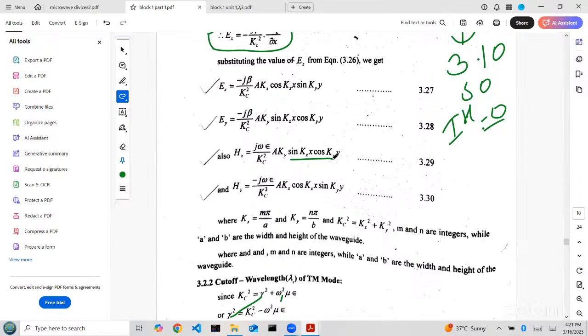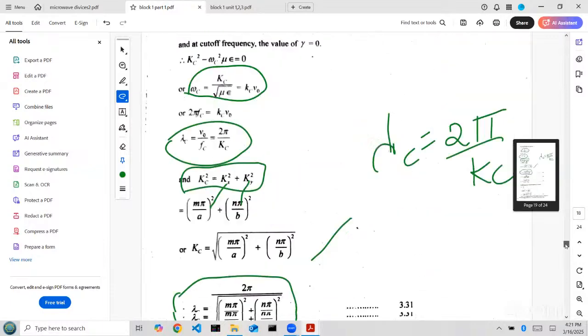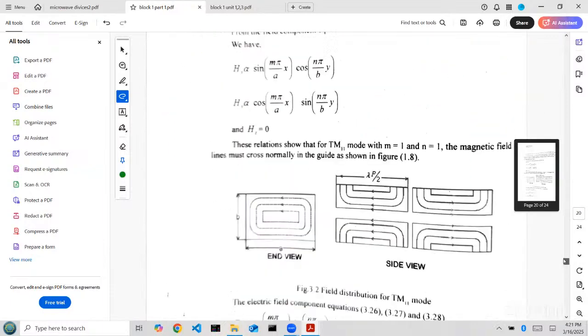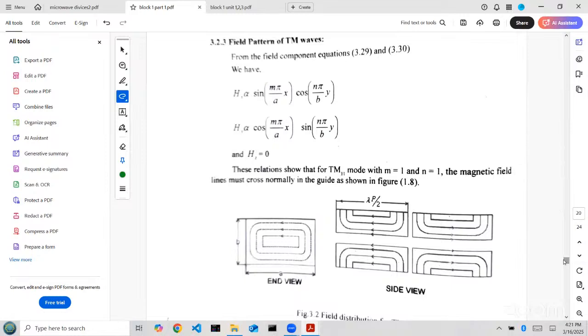Based on this, I am writing the field equations. Just compare these equations with those equations. HX is directly proportional to one sine term and one cos term. HY is directly proportional to one cos term and one sine term. So these two equations you write beside, comparing with 3.29 and 3.30. That is the field pattern of TM waves.